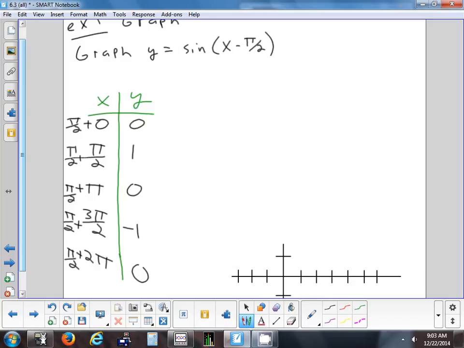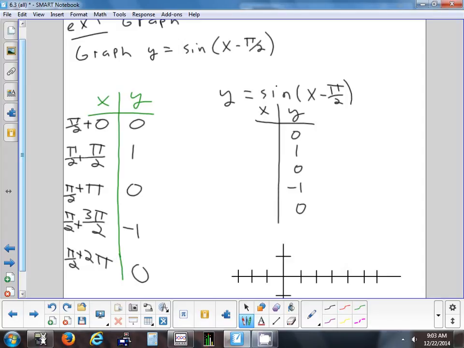Andrew, what's the highest y value in that table? 1. And the lowest? -1. Unless you do a stretch or a shift vertically, it's always 1 and -1. And what you want to do here is label your axes using your x values. Don't label them 1, 2, 3, 4, 5, 6. That's going to make graphing awfully hard. Because now you've got to think like pi over 2 is like 1.6 roughly, pi is 3.1. These values are really messy. So we're going to label our axes with pi's.